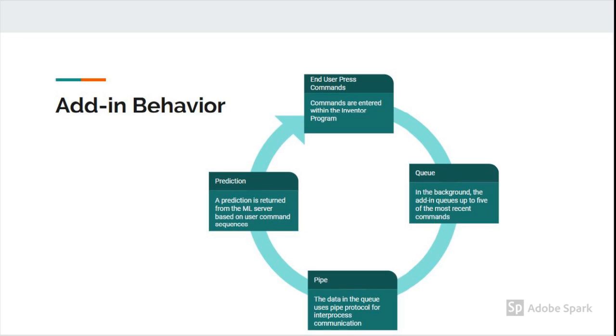The add-in observes commands entered by the user and stores the 5 most recently used commands in a queue. Then the commands are shipped through a piping protocol to the predictive model. The predictive model will read the sequence and return a predicted command. The command will then be displayed and usable to the user's discretion.